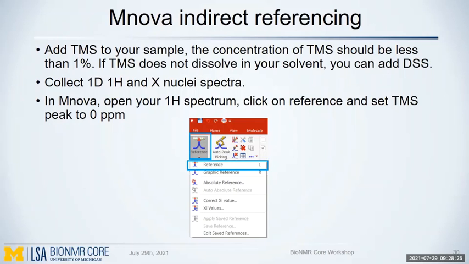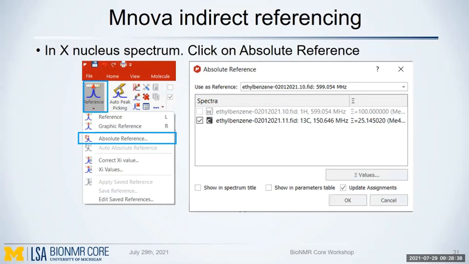And once you have that, you go to MNOVA, open your 1D proton spectrum. You have this reference tab here, and click on reference. Then you can just set the TMS peak to 0 ppm. And once that is done, you can then go to the X nuclear spectrum. You go to this called absolute reference, and then a pop-up window will show up. It asks you which spectrum you want to reference to the proton spectrum. So you just check the one you want to reference. Here in this case, I checked my carbon-13 NMR experiments, and then just click on OK. Then all of your X nuclei spectra will automatically get referenced.